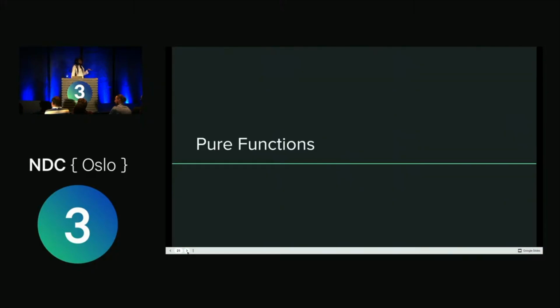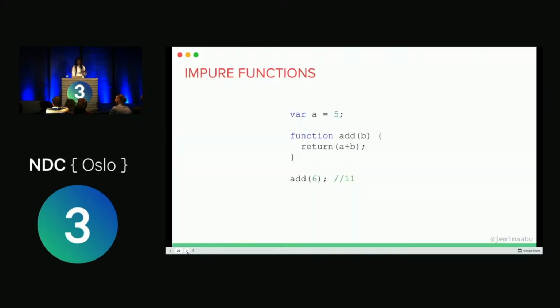Before we look at pure functions, we have to understand what impure functions are. So let's take a look at this function. It's a simple piece of code. We have our variable a, and we're setting it to 5. We define our function add, and basically what add does is that it adds b to a. So if I call add(6), it returns 11. This is an impure function.